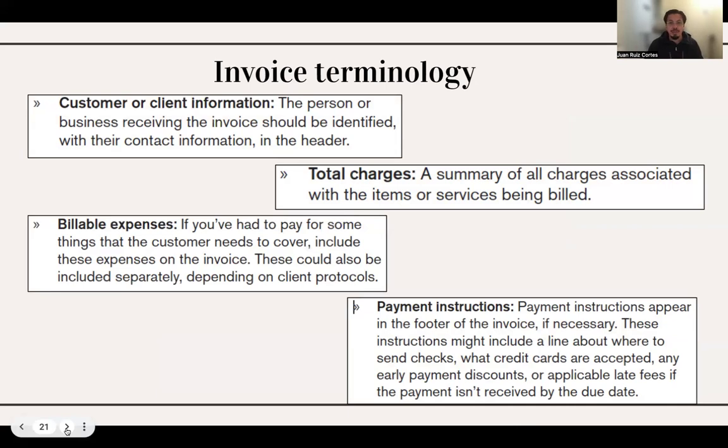Again, other terminology that might be interesting: client information, how much you're charging total, what are some things that you can bill for, what are the things you're not billing for, and instructions on how to receive a check or have them pay virtually if that's an option.